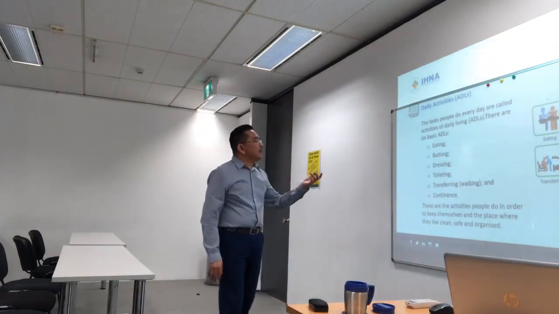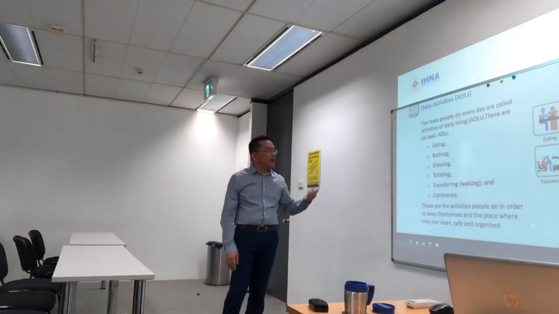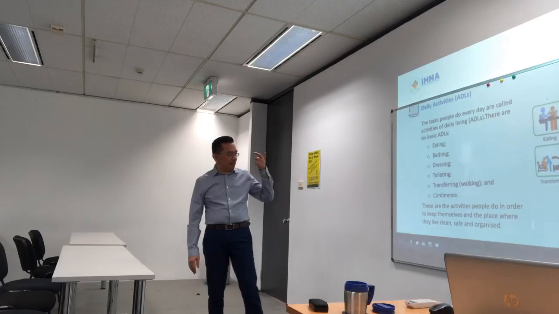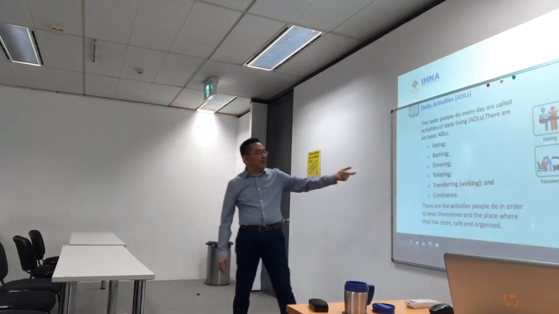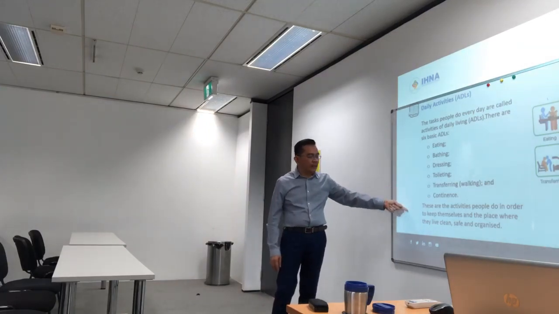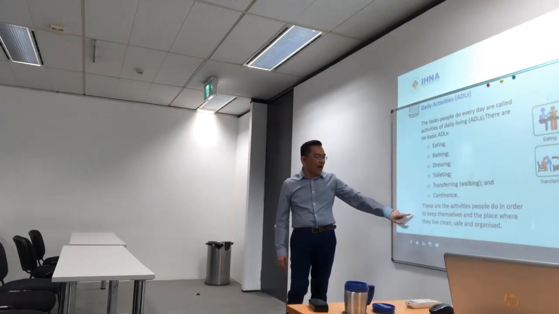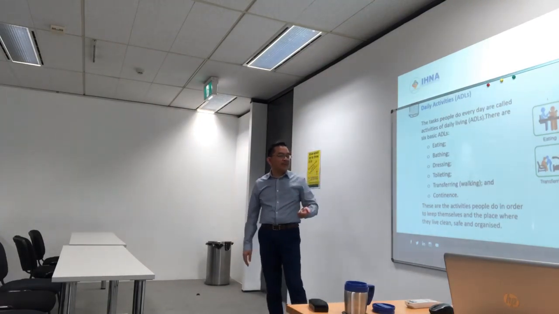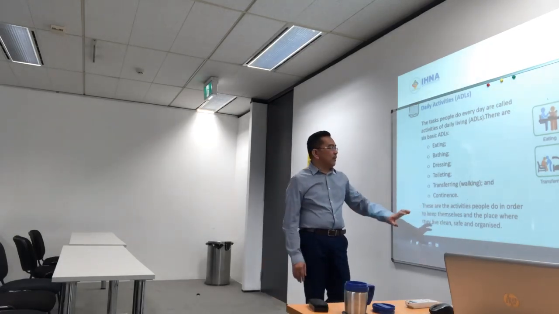Okay, daily activities, the tasks people do every day, are called activities of daily living. There are 6 basic activities like eating, bathing, dressing, toileting, transferring, and continence. These are the activities people do in order to keep themselves and the place where they live clean, safe, and organized.